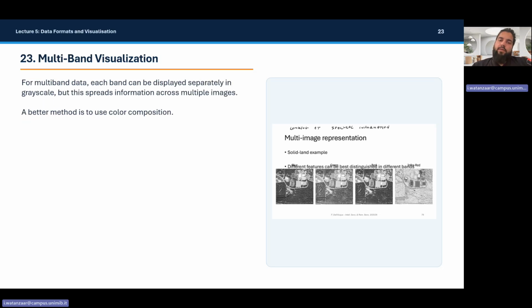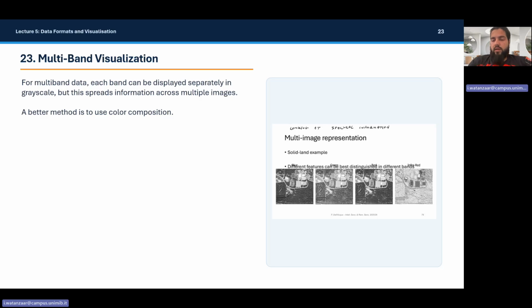Multi-band visualization. In multi-band visualization, each band can be displayed separately in grayscale color. Again, we are giving these colors or true colors, but this spreads information across multiple images. Multiple images means we have multi-band data now. So into each band we are giving the grayscale color, so they can represent the information across multiple images or acquisitions. A better method is to use color composition.